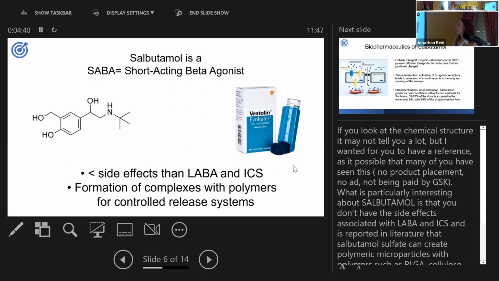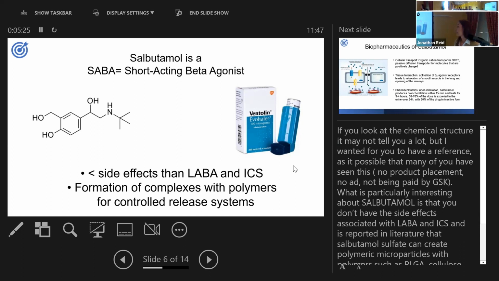It is quite useful because it has fewer side effects compared to LABA and ICS. LABA stands for long-acting beta agonist, and ICS stands for inhaled corticosteroids, and they are normally the treatments for COPD. But unfortunately, they also come with many side effects. Since COPD is a chronic disease, clearly the treatment goes into long-term exposure. And ICS in the long term can also lead to osteoporosis, which is not very pleasant.